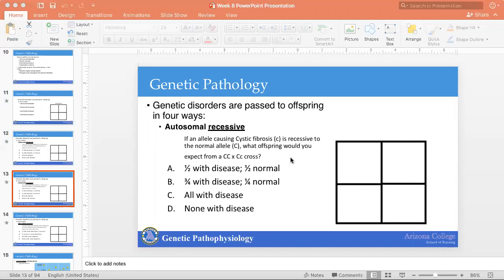So if we look at this cross, let's say we put the big C here and a big C here, it's really the same breakdown. You have an uppercase here and uppercase here, and then another uppercase here, and then the lowercase right here. What you're going to see if you did the cross is that none of them would have the disease. Two of them would have both copies of the dominant normal allele, but two of them would be carriers, so they could potentially pass it on to their children, but they wouldn't have the disease themselves.